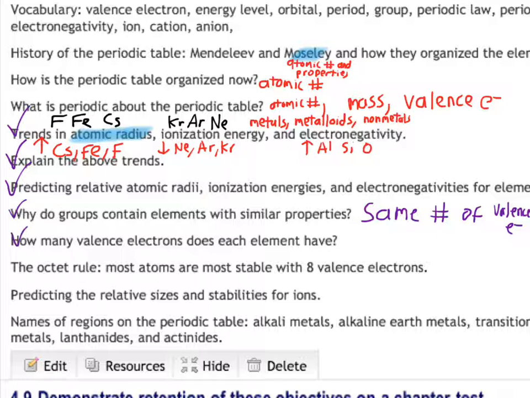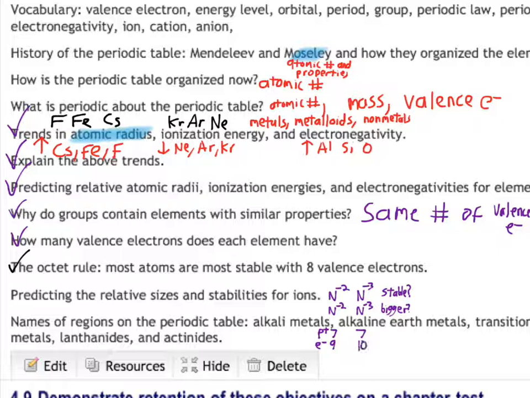So the octet rule, noble gases are stable because they have 8 valence electrons that fills up their outer energy level. Predicting relative sizes and stabilities for ions, there's two things we need to look at, electrons and protons. For example, N-2 and N-3, which is most stable, N-2 or N-3, which is a bigger ion. So again, we're going to look at both numbers of electrons and protons.